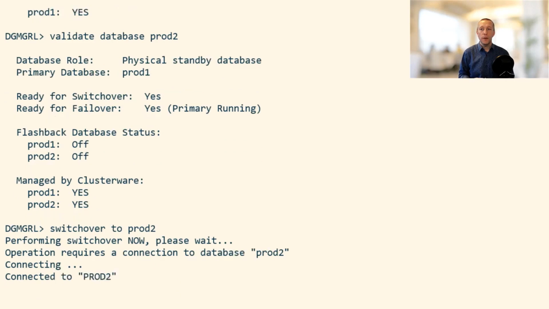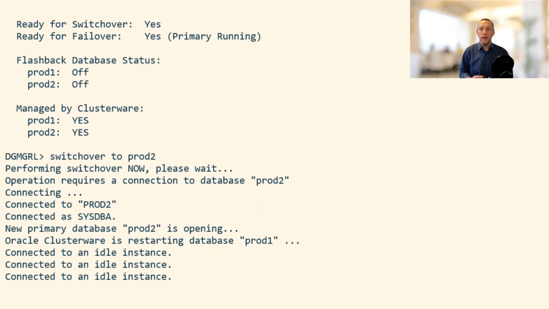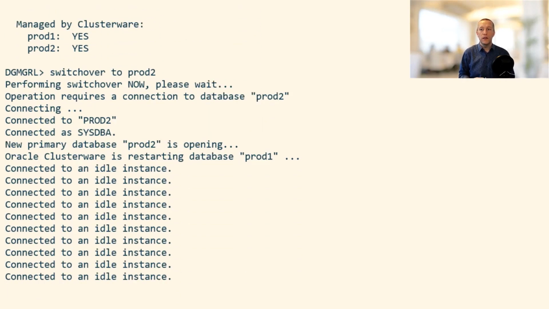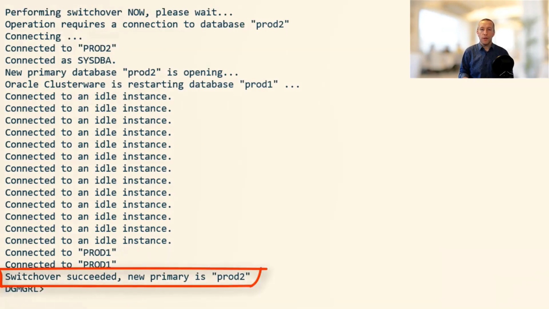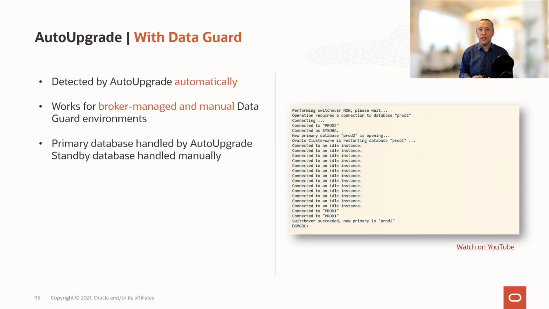I'm speeding up here a little, but after a while, there it is, switchover completes, everything looks good. And using switchover to test your DataGuard setup is actually a quite good way because you will not be allowed to perform a switchover if there is something wrong. If the standby database hasn't caught up with the primary database, then you will not be allowed to perform a switchover.